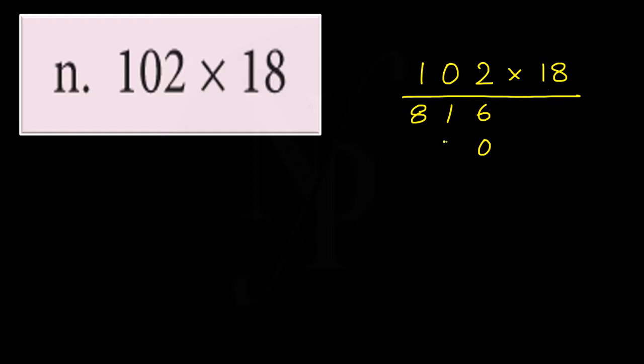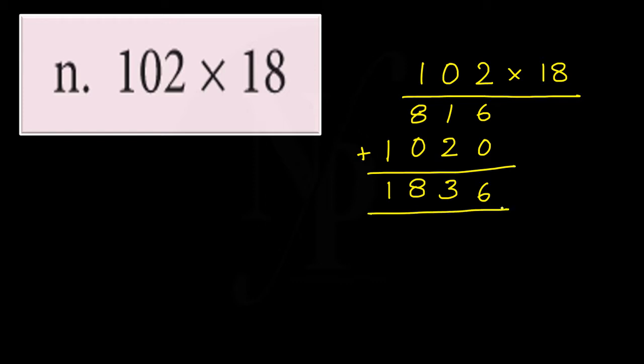1 2s are 2. 1 into 0 is 0. 1 1s are 1. Add these two products. 6 plus 0 is 6. 1 plus 2 is 3. 8 plus 0 is 8. We have 1 here. So 1836 is the product of 102 and 18.